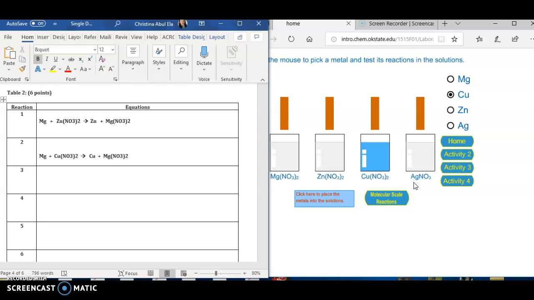Once you have the 6 equations written here in data table 2, you should also make sure they're balanced. If you do them correctly, there should be 3 that are already balanced. In this case, these are 2 of the 3 that are already balanced. And there should be 3 reactions that you have to balance. So again, 3 that should be fine and 3 that you're going to have to balance when you're filling in data table 2. And that's it.